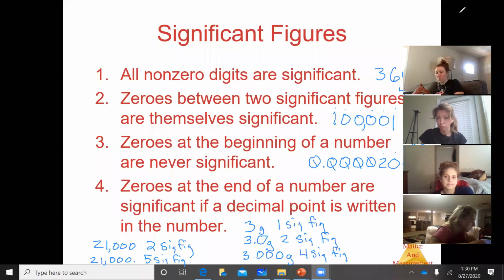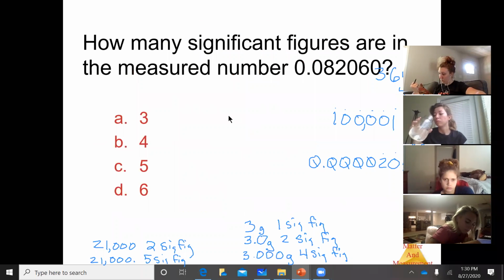How do you know how many sig figs to use? So we'll talk about that in reference to calculations. Let's get out of here. Okay, I'm gonna clear out these annotations.